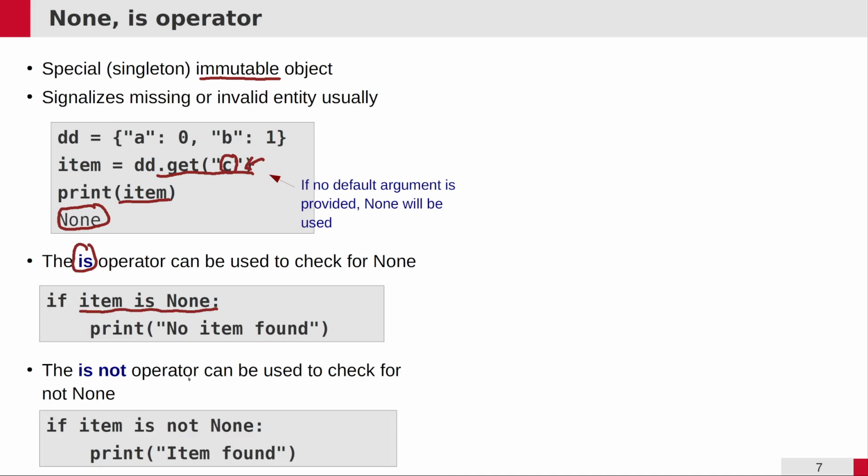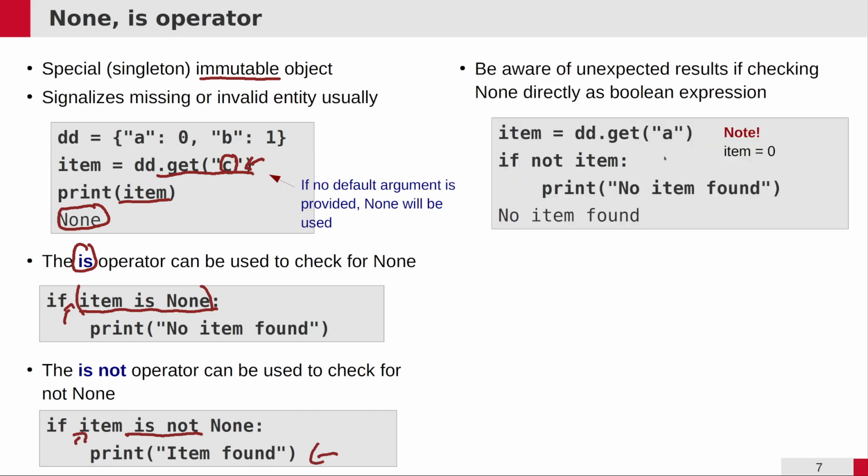If you want to check whether something is not None, then either you can just negate this entire expression, or, and this is much nicer and more readable, you can use the is not operator. So if item is not None, that means if the object which is stored in the variable item is not None, then the according block will be executed.